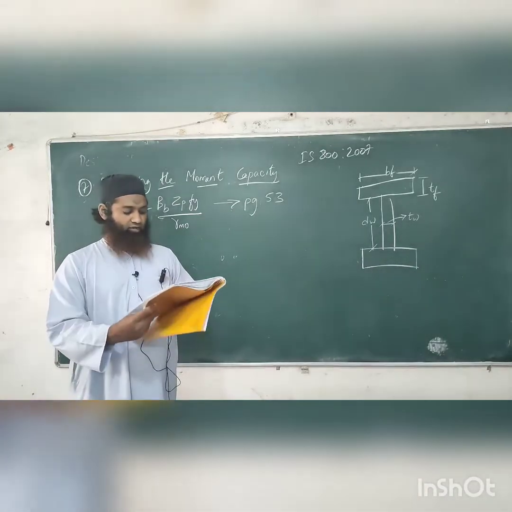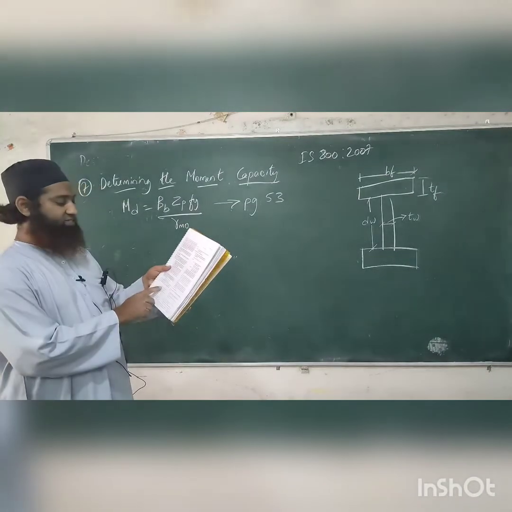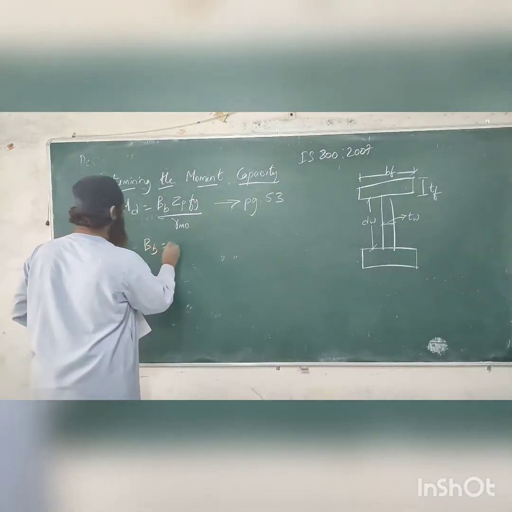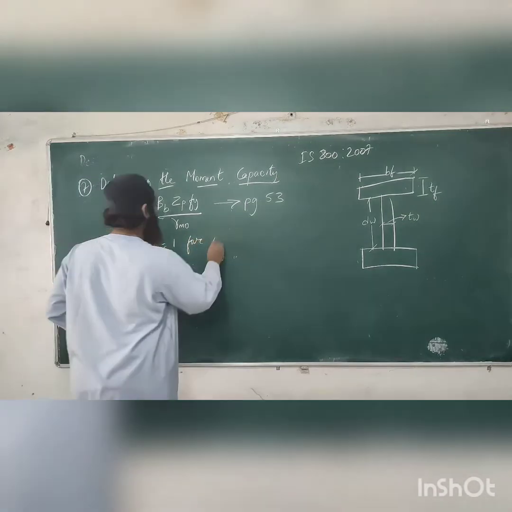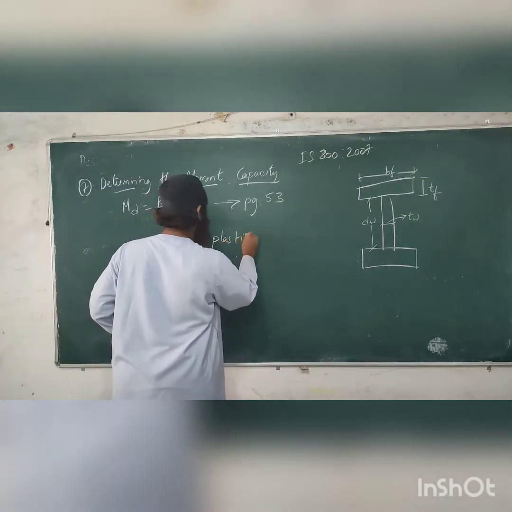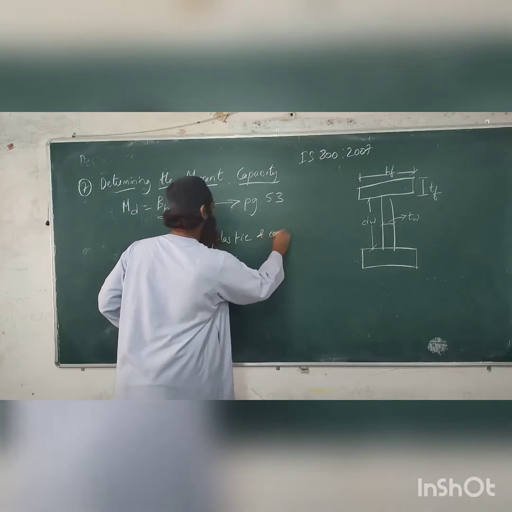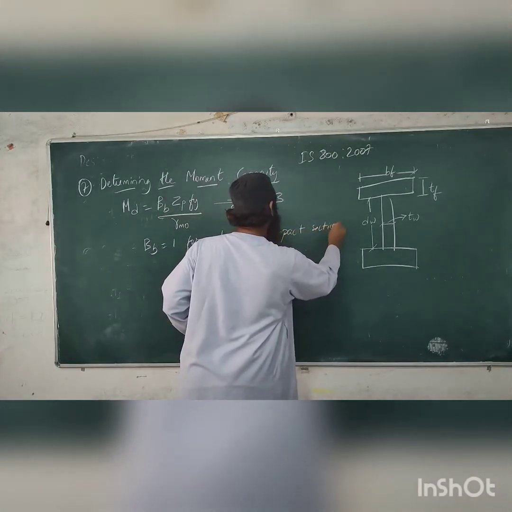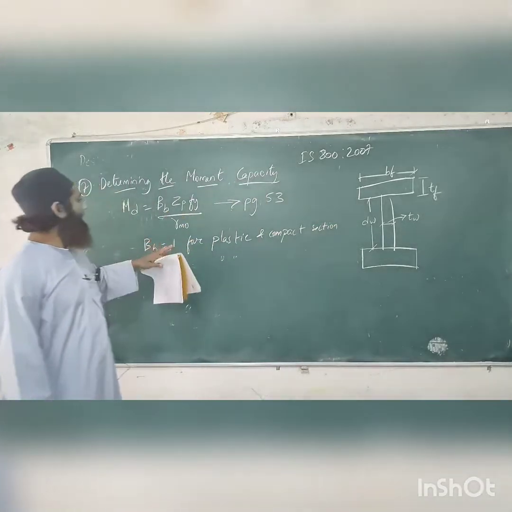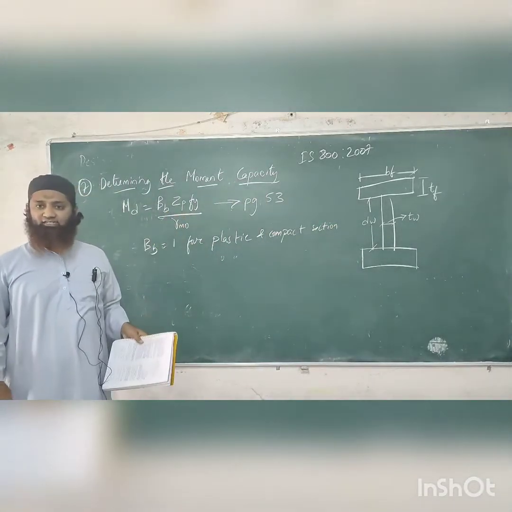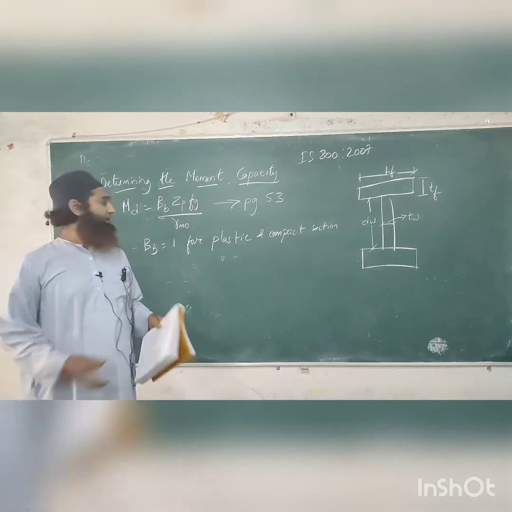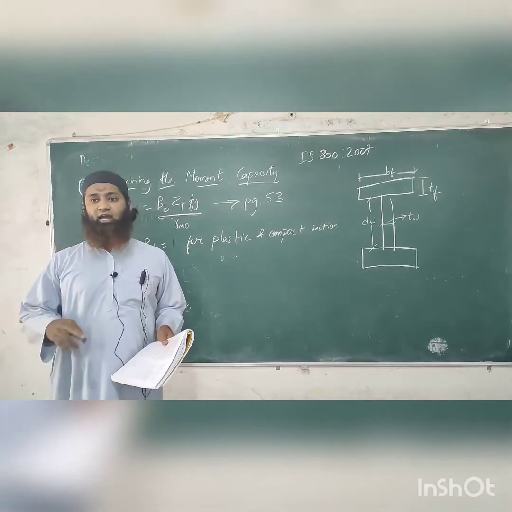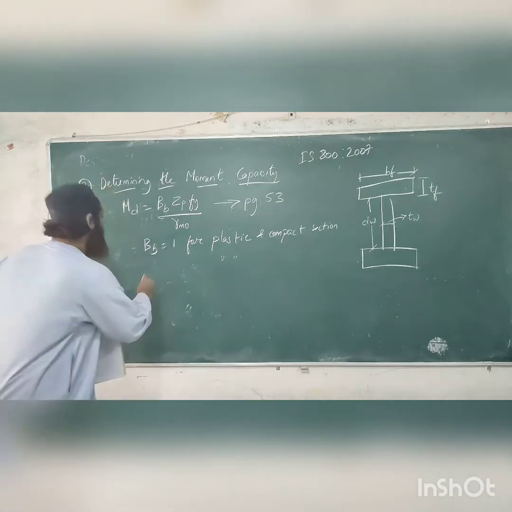You can see here BB is given as one for plastic and compact section. It has already been given here in the code book. So this is there, and Fy, as I have told you, is the yield stress, and the gamma M0 is the partial safety factor. It is given in page 30, gamma M0.